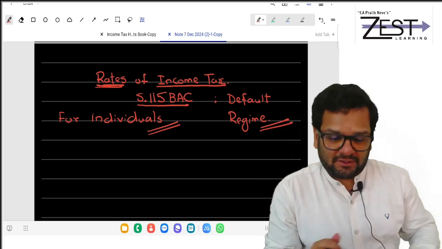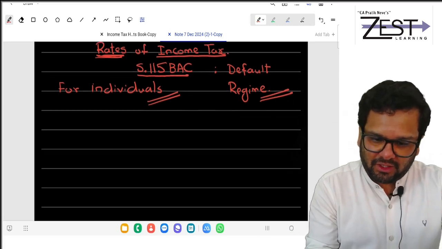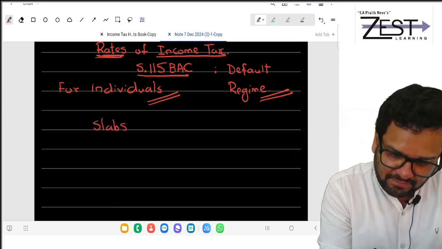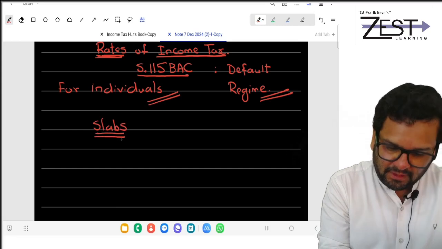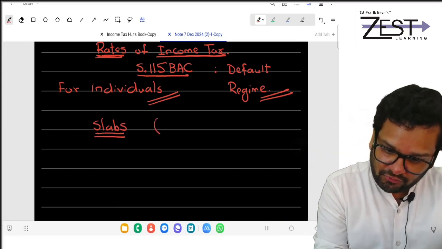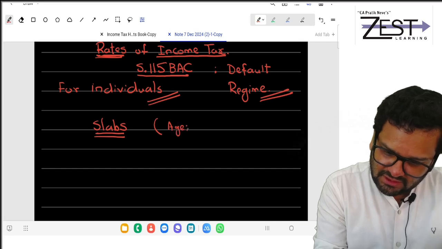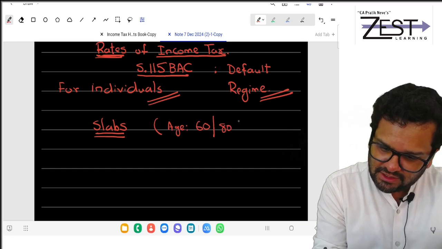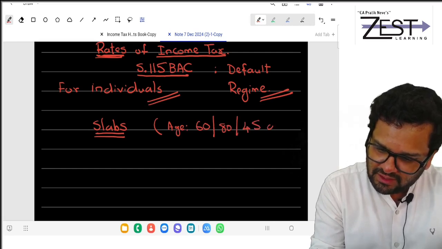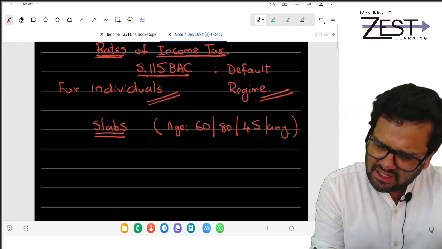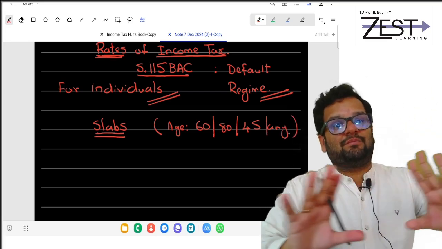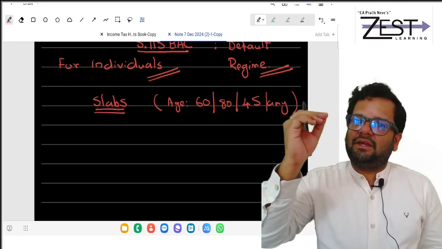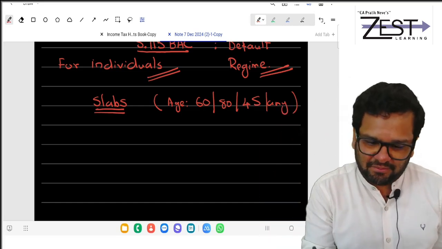The rates go as per slabs. Okay. What are the slabs? They go as per slabs and they are same irrespective of age. Whatever is the age of assessee, age can be 60, age can be 80, age can be 45, any age. Slabs are same. Male, female, age, anything, slabs are same.